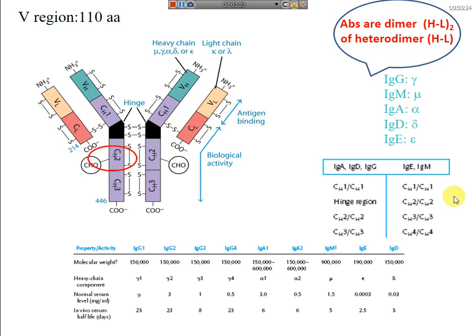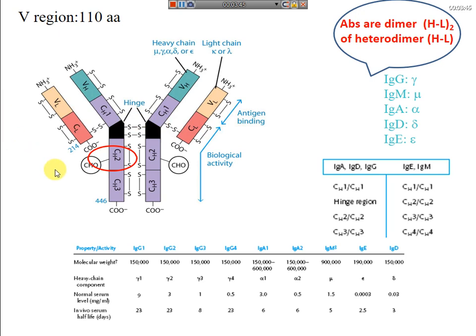Now we will look at the structure of the immunoglobulin. Immunoglobulins, that is antibodies, are proteins, right? And they are not simple proteins, rather they are conjugated proteins. And that too they are conjugated with carbohydrates. That's why they are glycoproteins.